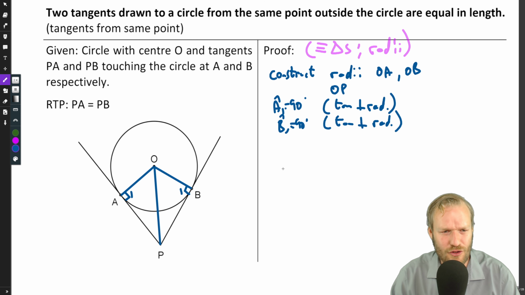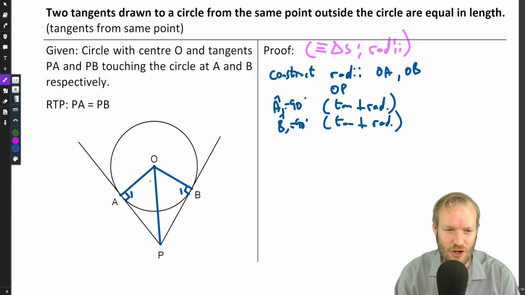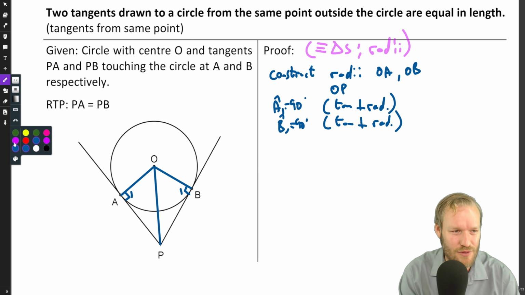Now we need to show that these two triangles are congruent. There's a right angle, so it feels like we might use right angle hypotenuse side. Let's see. They've both got a right angle. The hypotenuse is OP, which is the same in both triangles. And this side AO is going to equal this side OB because they're radii. Let's just capture that idea.